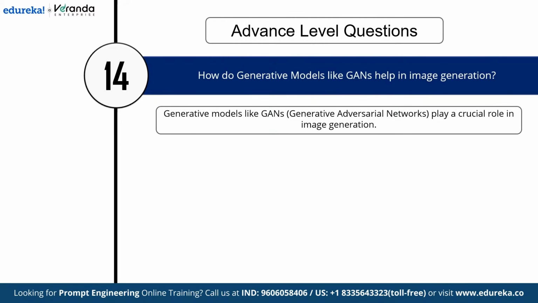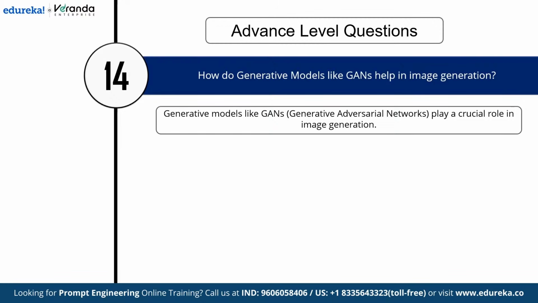Generative models like generative adversarial networks are powerful tools for image generation. GANs consist of two neural networks, the generator and the discriminator, which work together in a competitive process to create highly realistic images from random noise. Here's how GANs help in image generation.